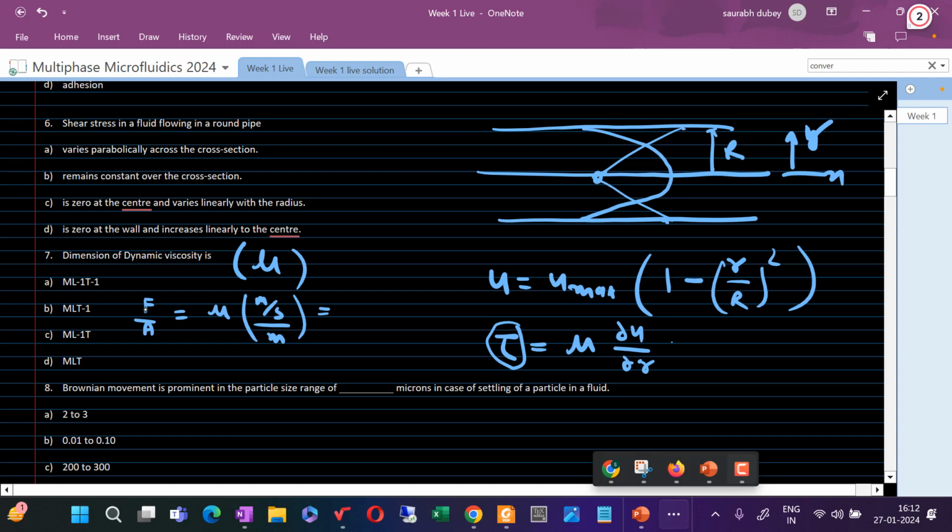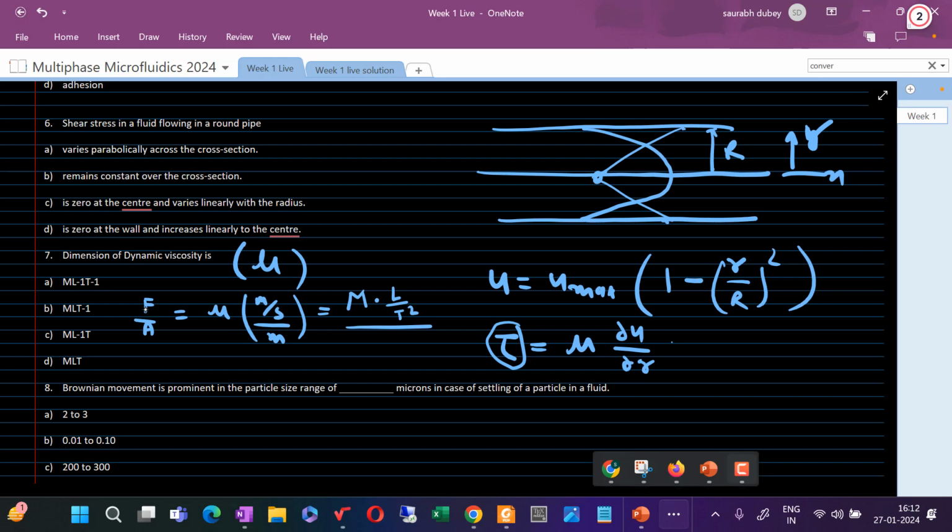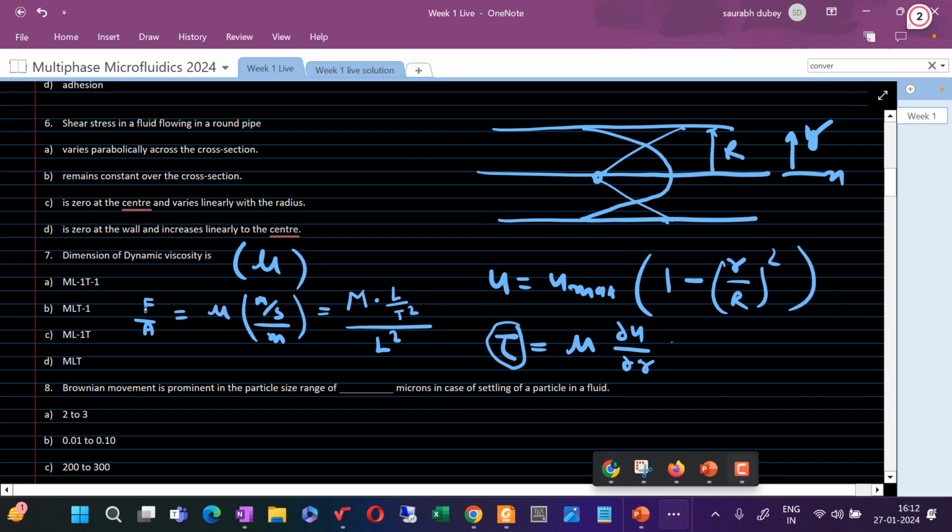This is mass into acceleration. Mass means kg, which is M, into acceleration, L T minus 2, divided by L squared. And on the other side, this is M, this is T, this is again M, this is L, this is T, this is L. L cancels, so only 1 by T on this side, and 1 by T on this side. So rearrange them: T goes to that side and T gets cancelled. M L T minus 1, L gets cancelled, so M L minus 1 T minus 1. This is the dimension for the dynamic viscosity.